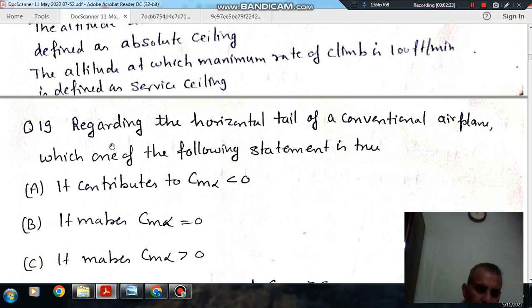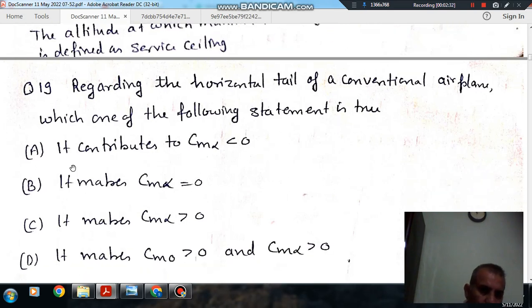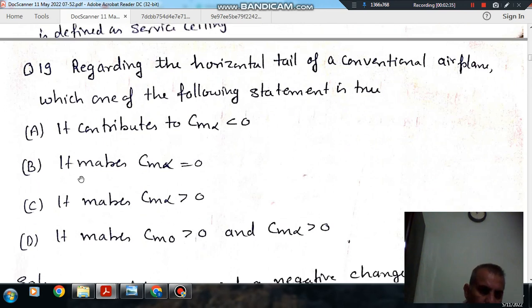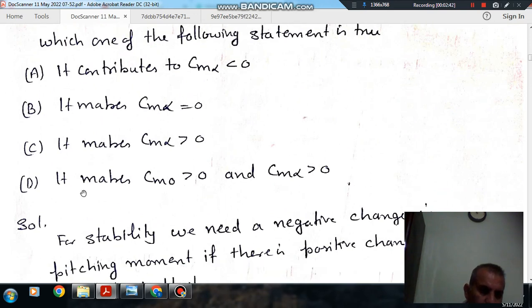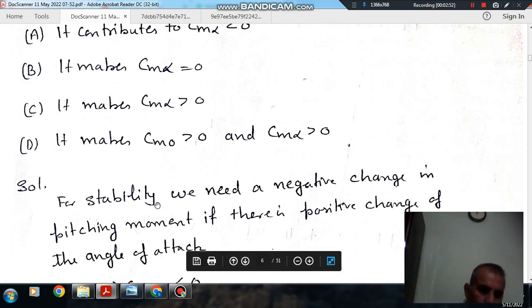Next, question number 19. Regarding the horizontal tail of a conventional airplane, which one of the following statements is true? Option A, it contributes to Cm alpha less than 0. Option B, it makes Cm alpha equal to 0. Option C, it makes Cm alpha greater than 0. Option D, it makes Cm not greater than or equal to 0 and Cm alpha greater than 0.